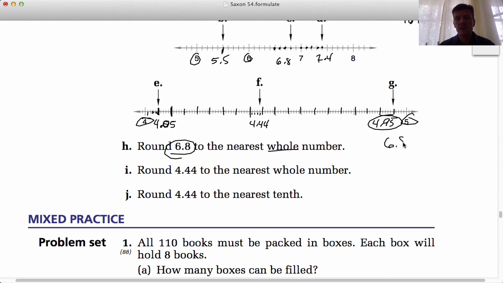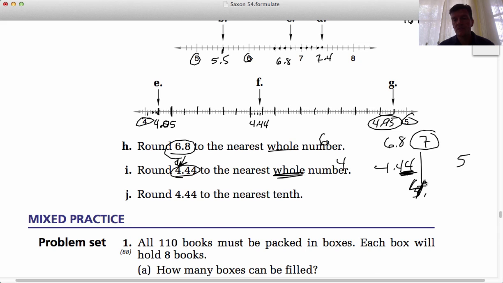Round 6.8 to the nearest whole number. So 6.8 is going to be closer to 7 than it is to 6. So we round it to 7. Round 4.44 to the nearest whole number. Well, that first 4 is your whole number. So 4.44 is closer to 4 than it is to 5, because 4.44 is less than 4.50. 0.50 would be right in the middle, but you're below that, so you're going to round down to the nearest 4 as your whole number.